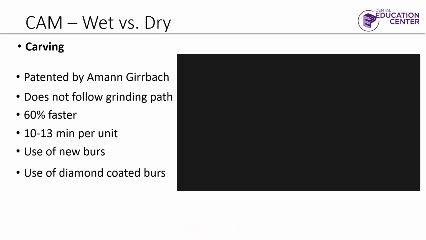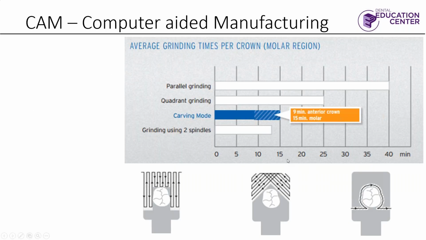Carving, I'm not going to show you the video on carving, but what I do want to show you is this. Quadrant parallel grinding is what every machine on the market does currently, except for Amann Girrbach. Amann Girrbach actually patented what's called carving technology. It really allowed them to go from a single spindle mill and get the speeds of a lot of the really fast chairside machines, because what it does is it mills around the restoration, the unused material falls off, and then it goes in and adds detail to the crown.